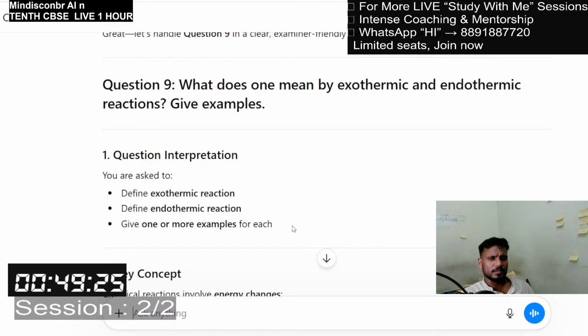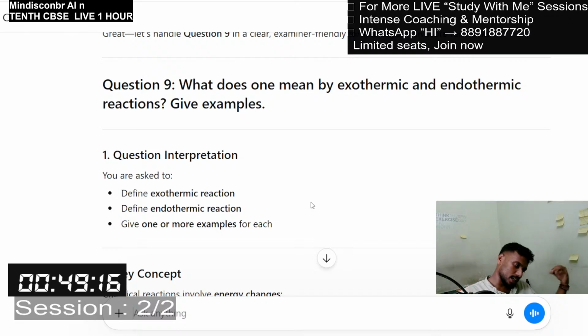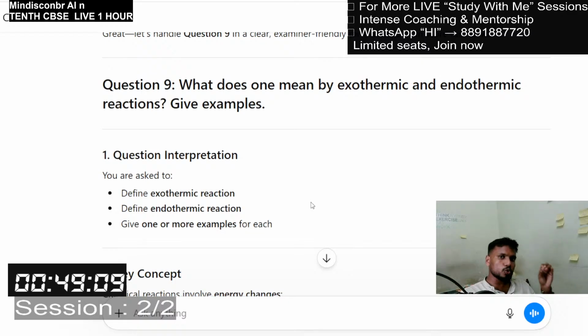What is an exothermic reaction? Those reactions in which heat is released. Exo means outside, that is, heat is released outside, and endo means coming inside. Those reactions in which heat or energy is absorbed are called endothermic reactions.